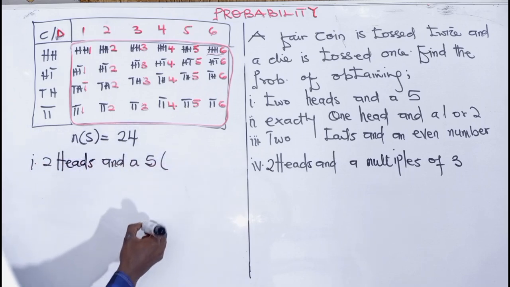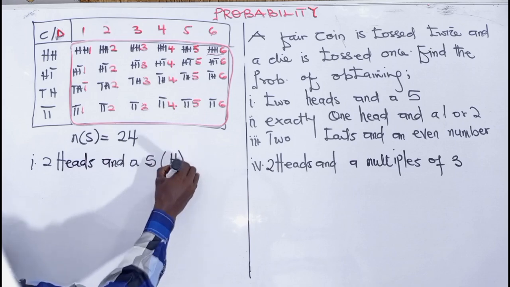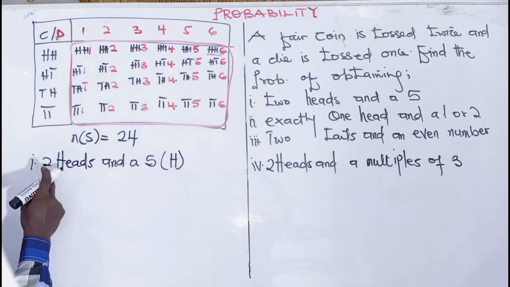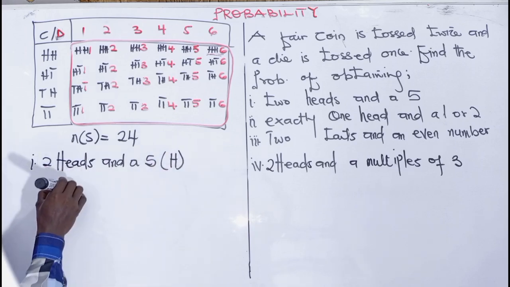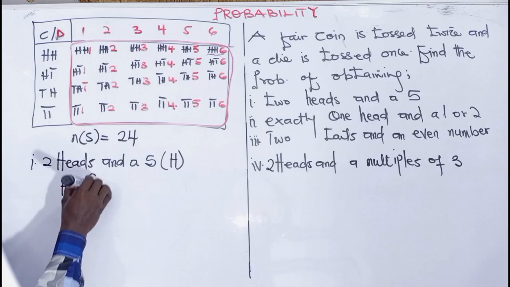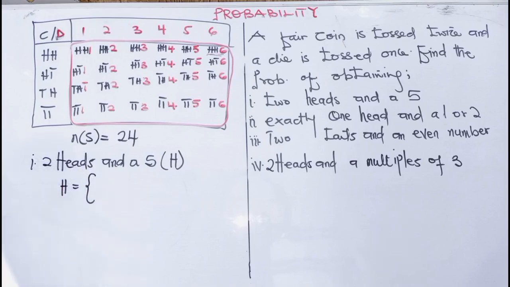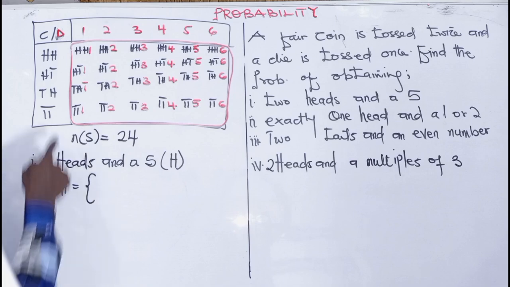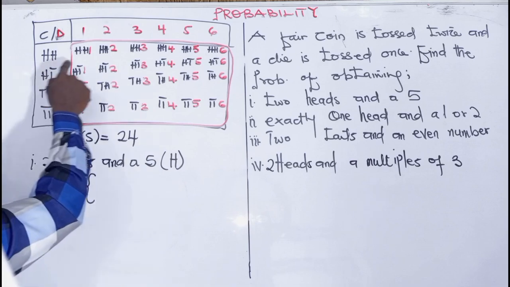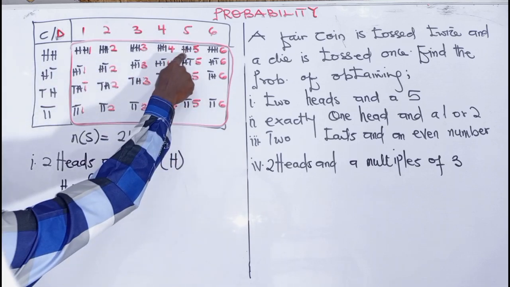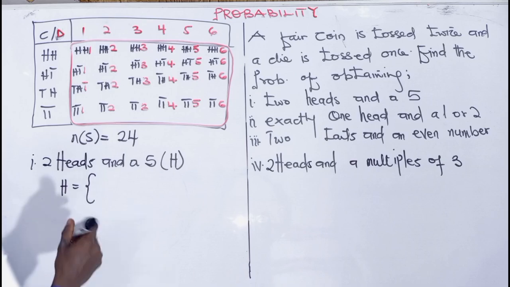So let's use the letter H to denote the event of obtaining 2 heads and then 5. First we have to list the outcome in this event. Let's look through the sample space to see if we can have 2 heads and then the number 5. This is the 2 heads column, and this is the number 5. So we are going to have 2 heads and then a 5.